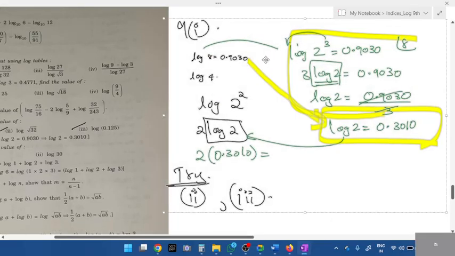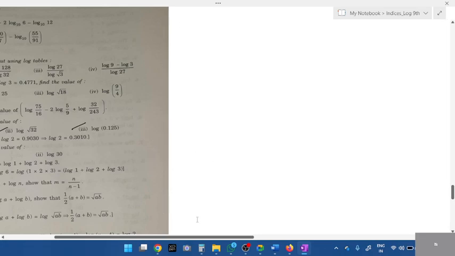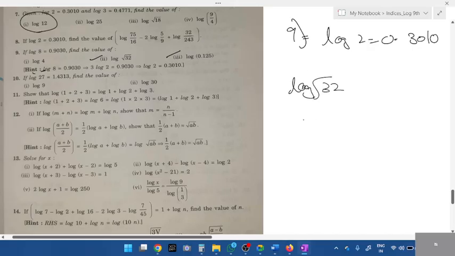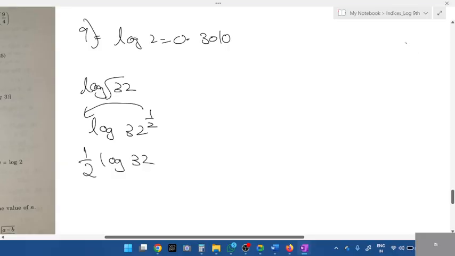What about this question? Ninth main, done? Okay, look here. I'll teach you. See, ninth main, what was log 2? After solving, what value did we get for log 2? 0.301. Yes. Just keep this as it is. Now look at this. Ninth main, log 32 is required. First, remove the root. When you remove the root, what do you get? Log 32. Shift 1 by 2 to the other side. 1 by 2 into log 32.